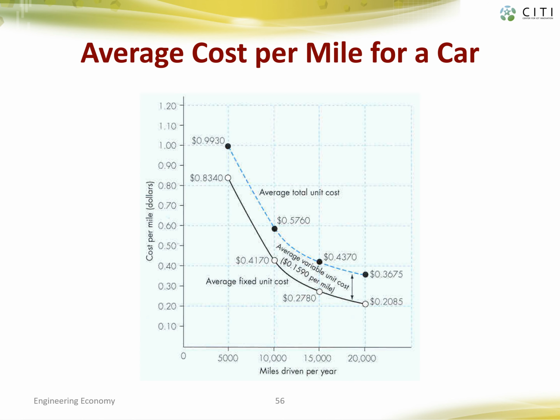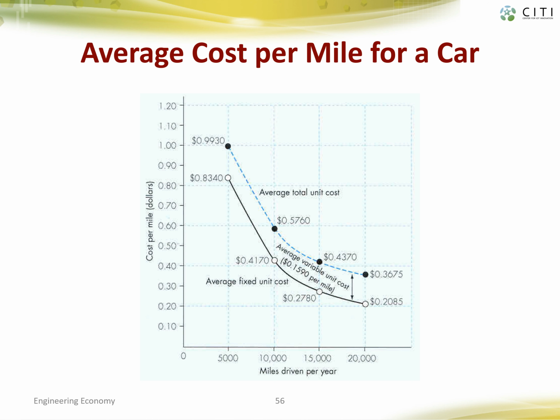This change of the unit cost for fixed costs can be shown by this diagram. If you look at the solid curve, it represents the fixed cost unit cost for driving. If you look at the x-axis, there's 5,000, 10,000, 15,000, and 20,000 miles. So they have different unit costs under different mileage driven in one year.